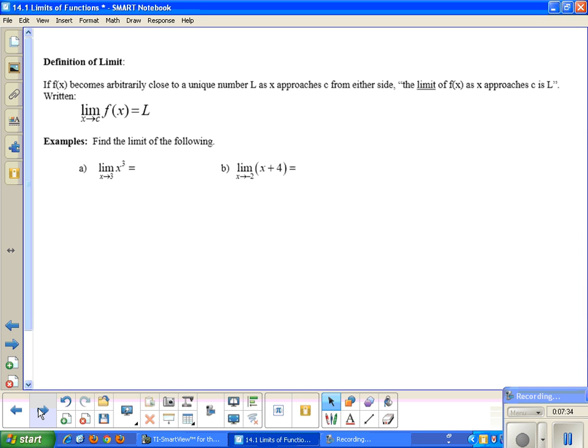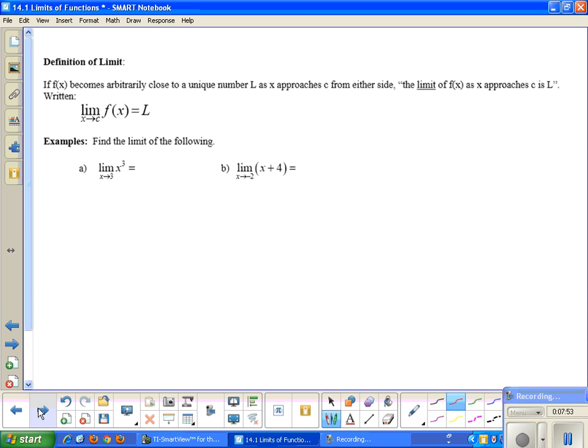The definition of a limit. If f of x becomes arbitrarily close to a unique number L as x approaches c from either side, the limit of f of x as x approaches c is going to be equal to L. That's just the definition. So let's look at the following limits.